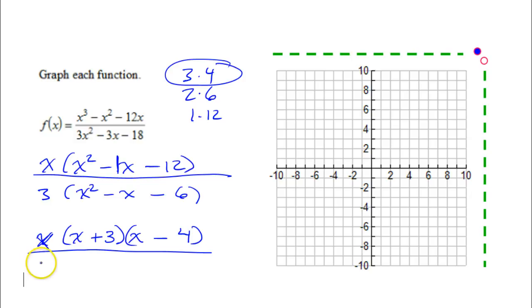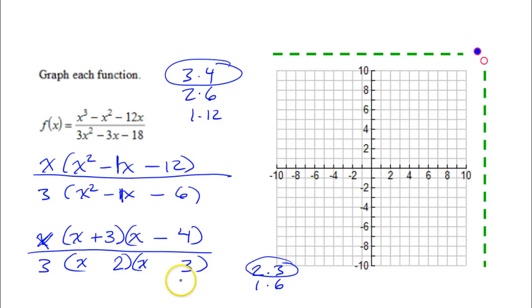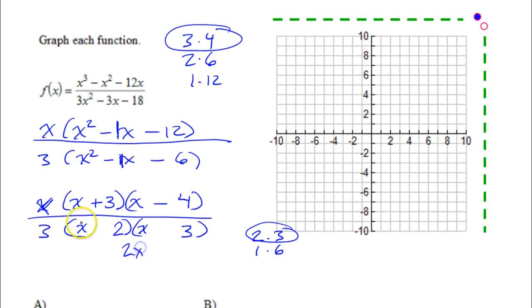Now in the denominator, I've got my 3. x squared can only factor as x times x. Now 6 is either going to be 2 times 3 or 1 times 6. Again, I need the middle to be negative 1, so I'm betting on the 2 times 3. Inner plus outer must equal middle. Inner, I've got 2x. Outer, I've got 3x. So if I want a middle of negative 1, I need a positive 2 and a negative 3.